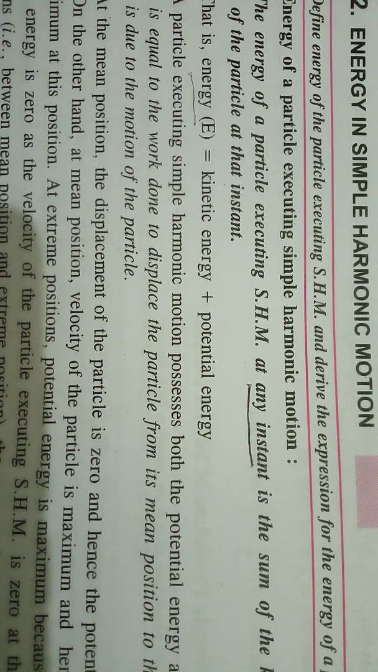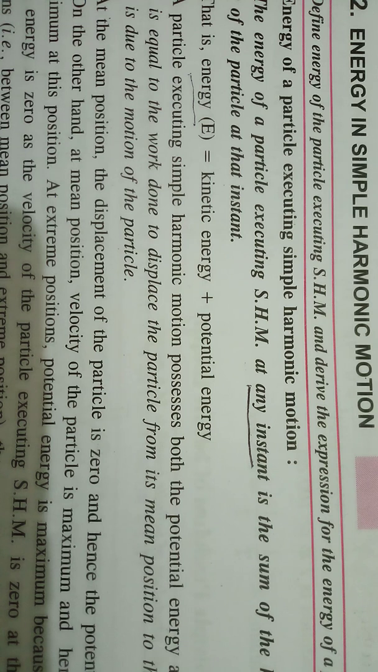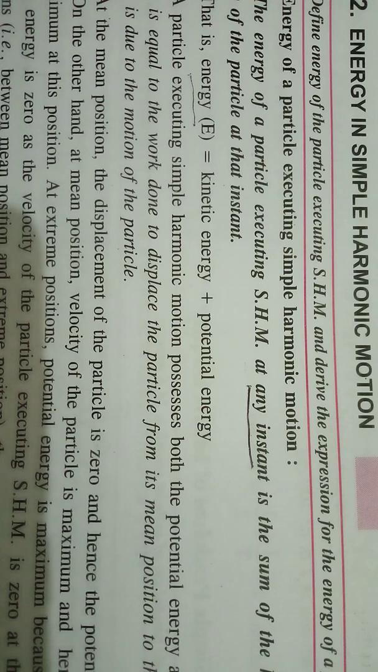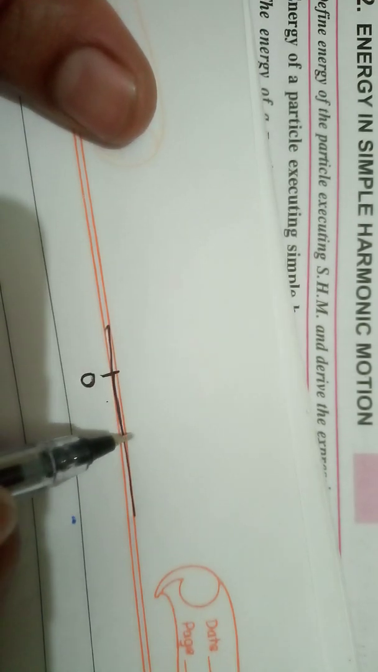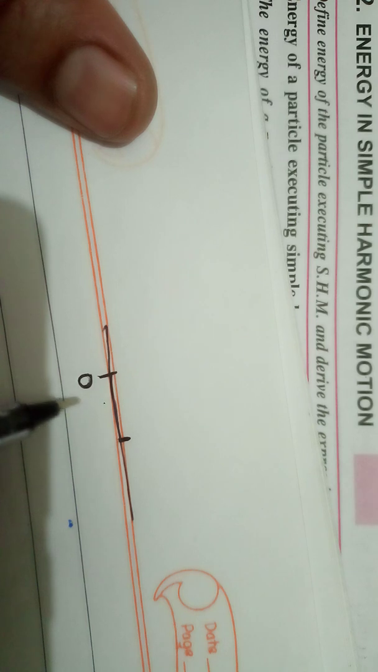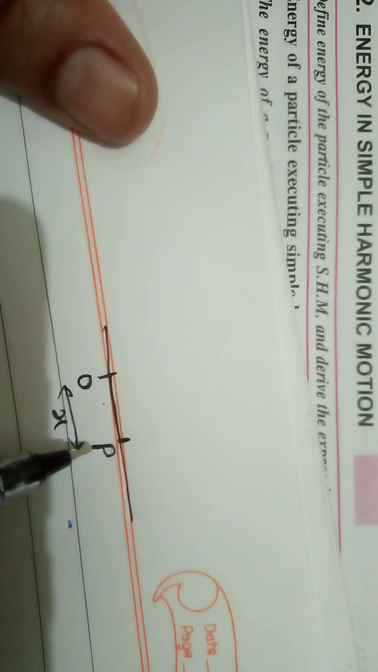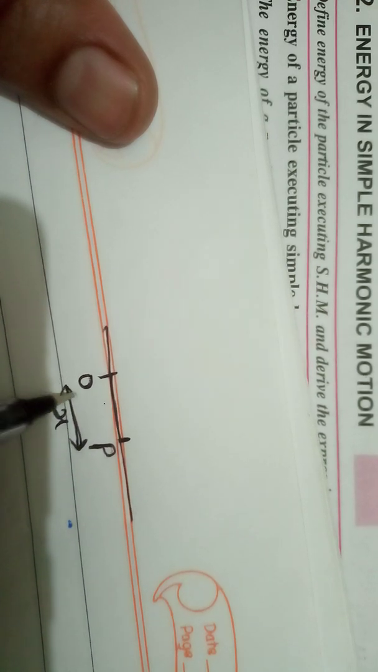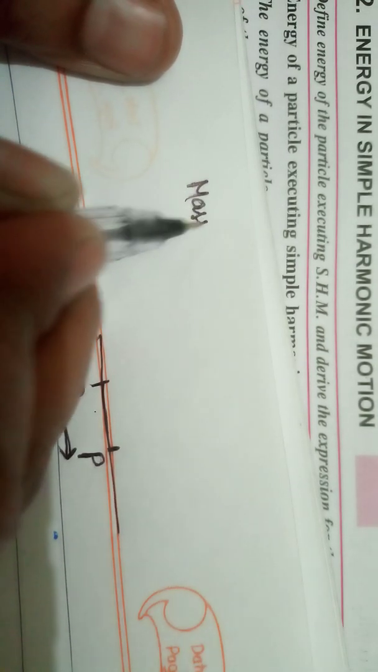So students, first of all, we find the expression for the potential energy of the particle that executes SHM. Let O be the mean position of the particle, and the particle moves through a distance x and comes to the point P. Here the displacement is x, and the mass of the particle is capital M.